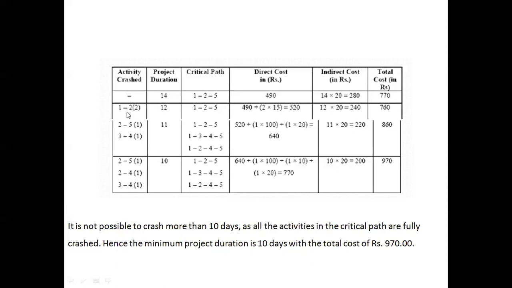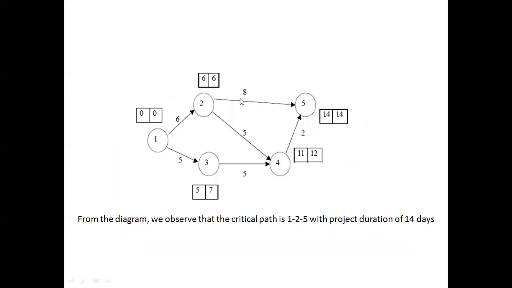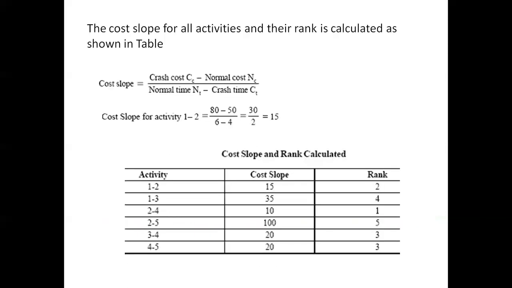Next we'll go for crashing of the network. As we know, activity 1 to 2 has the rank number 2, and 2 to 4 has the rank number 1. But 2 to 4 is not a critical activity. The critical activities are 1 to 2 and 2 to 5, and only among these do you have to go for crashing. Even though 2 to 4 has rank number 1, since it is not a critical activity, it is not crashed.